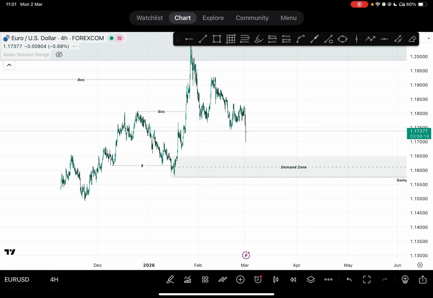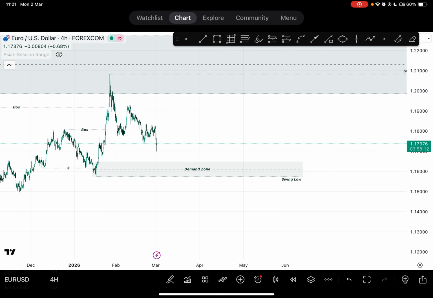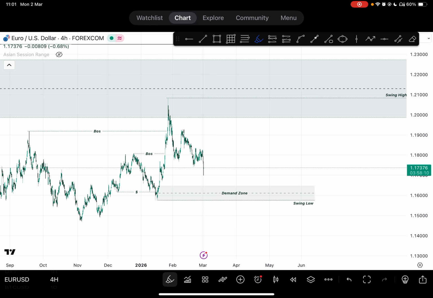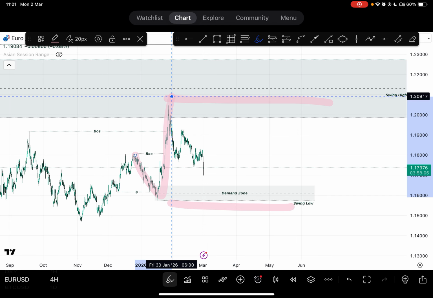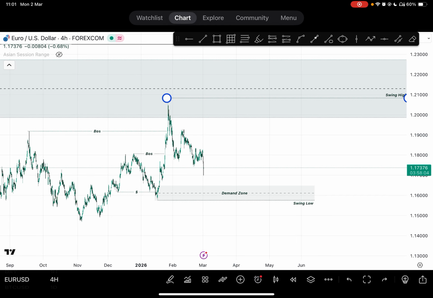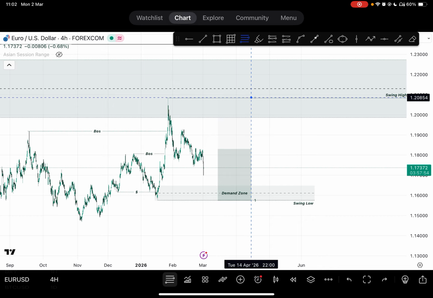Let's just use the 4 hour like this. We know that this is our recent high and low, right? These are the recent high and low on the 4 hour chart. So what I will do next will be to bring out the fib two and highlight from the swing low to the swing high, right?